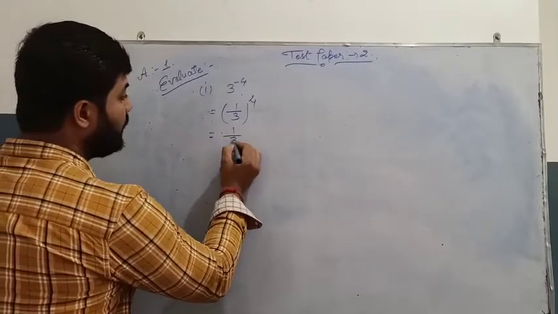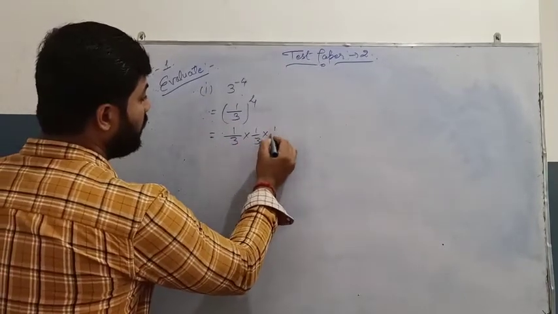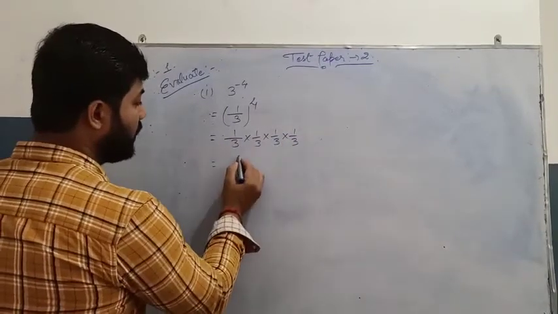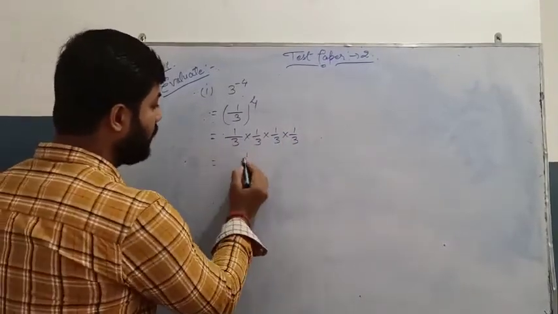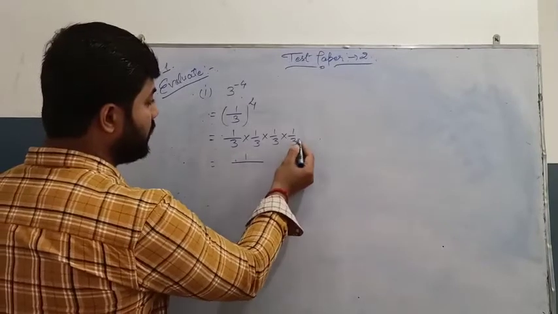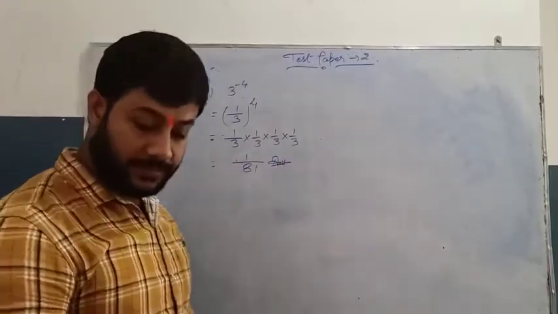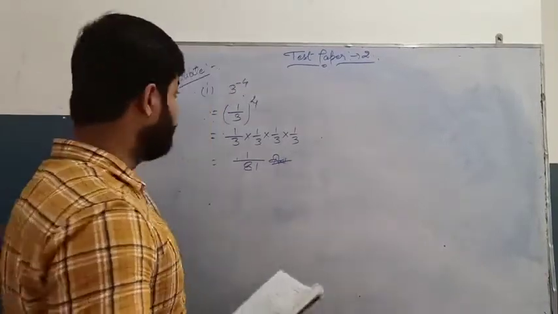So 1 by 3, 1 by 3, 1 by 3 and 1 by 3. Now 1 multiplied 4 times gives you 1. And 3 3s are 9, 3 9s are 27, 3 27s are 81. That is your answer. One more question from this.